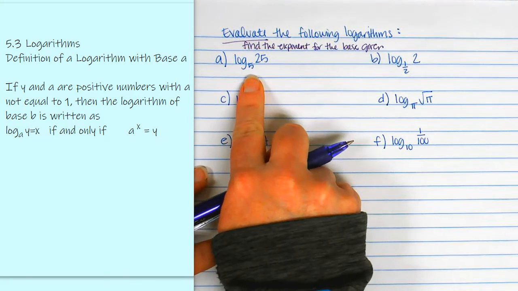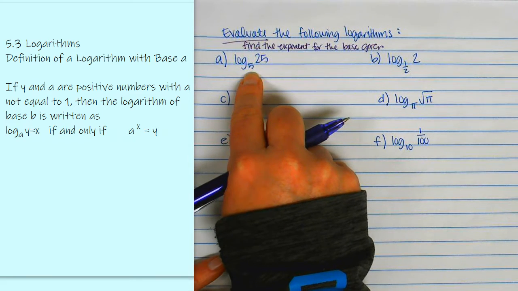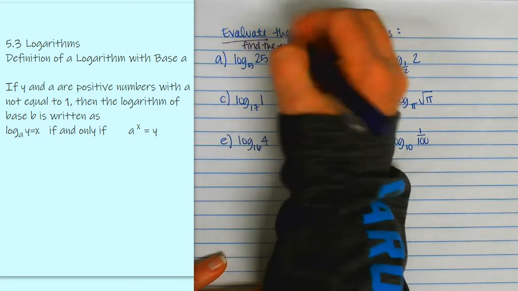In other words, this first one, log base 5 of 25. What power do we raise 5 to get 25? And that answer is 2.